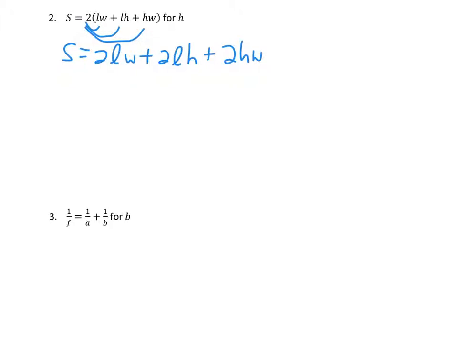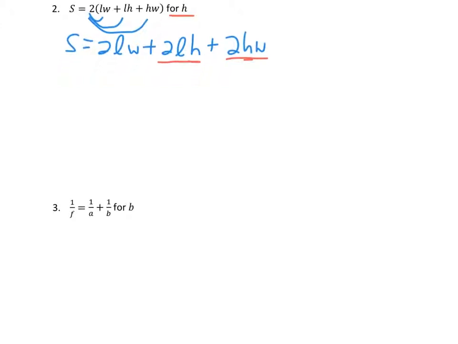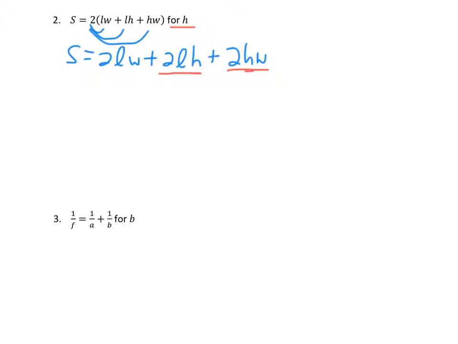Now we're trying to solve for h. You can see that the h is occurring right there and right there. So the terms that have h in them are 2lh and 2hw. Those are the two terms that contain h, the variable we're solving for. This first term here, 2lw, doesn't have the h in it, and neither does the s on the other side of the equation.